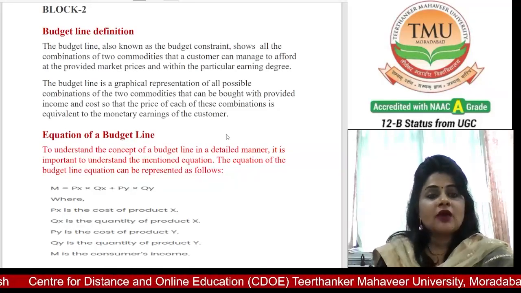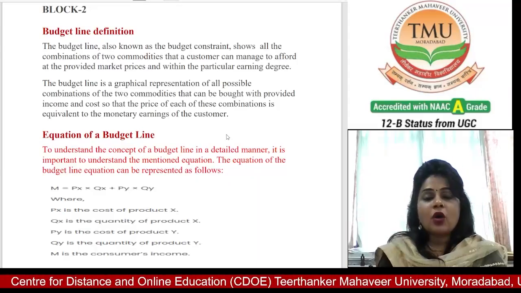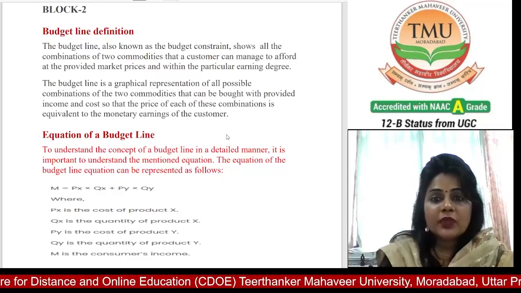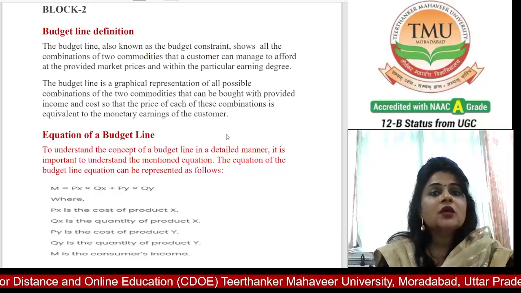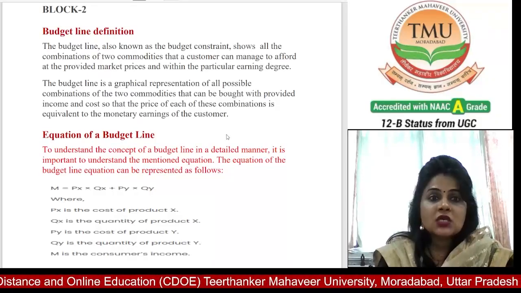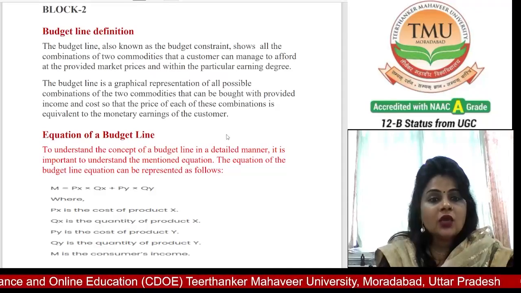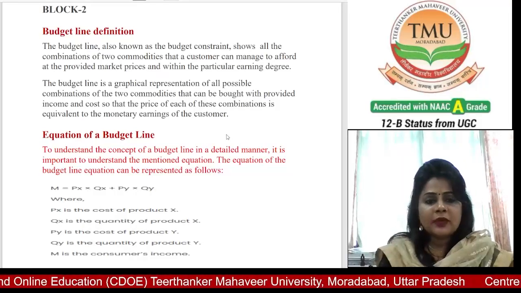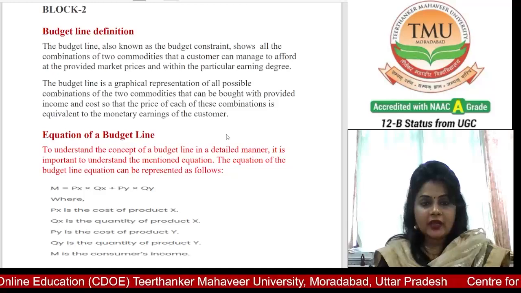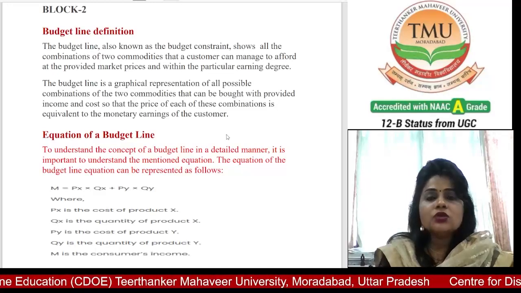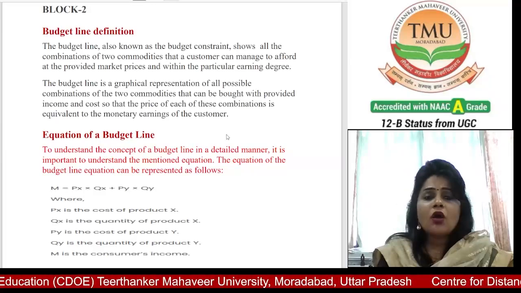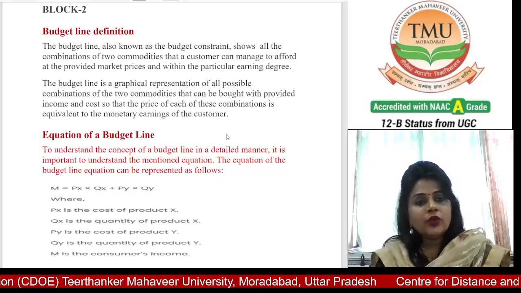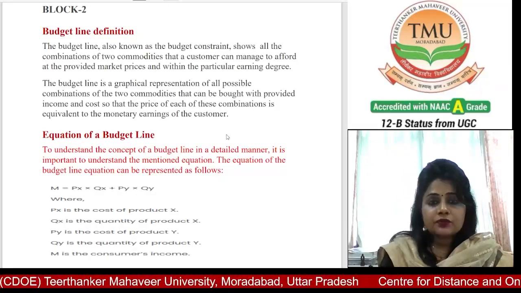The budget line is a graphical representation of all possible combinations of the two commodities that can be bought with a given income and prices, so that the price of each of these combinations is equivalent to the monetary income of the consumer. In other words, the budget line can be described as a straight line that bends downward and includes all the potential combinations of the two commodities which a consumer can purchase at market value by spending his or her entire salary.